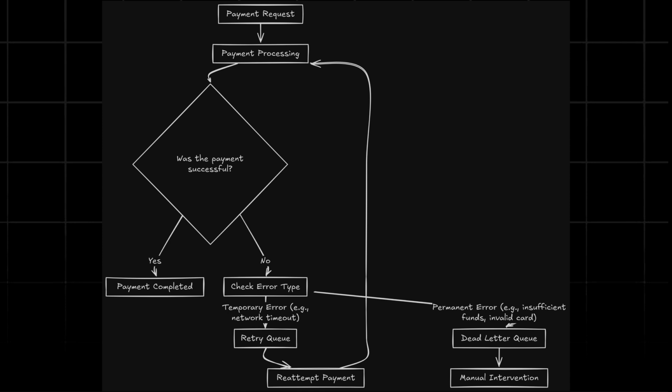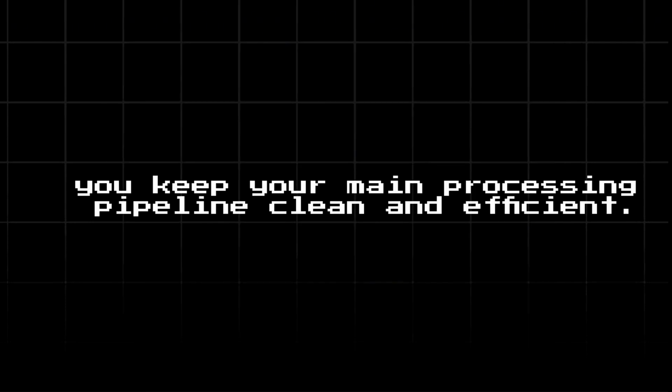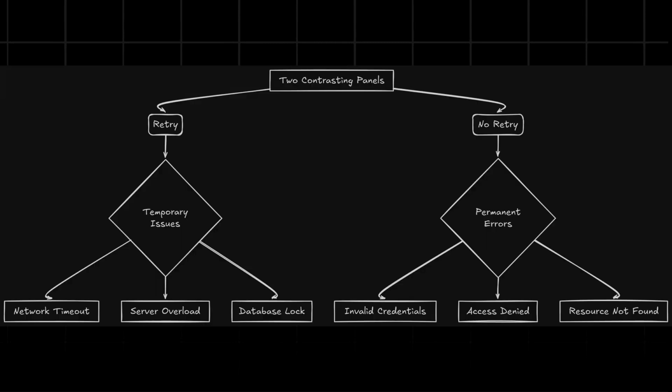Another component is the DLQ, which is the dead letter queue, for transactions that have repeatedly failed, perhaps due to issues like insufficient funds or invalid card details. The DLQ serves as a holding area for deeper inspection and manual intervention. By segregating these failures, you keep your main processing pipeline clean and efficient.